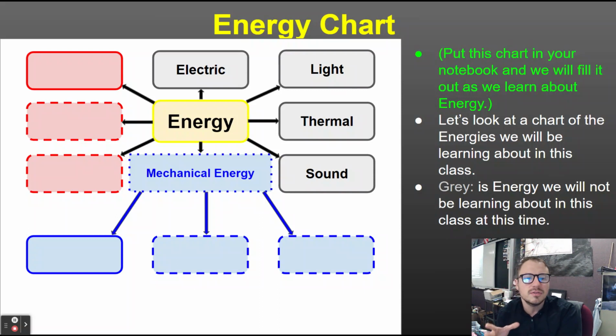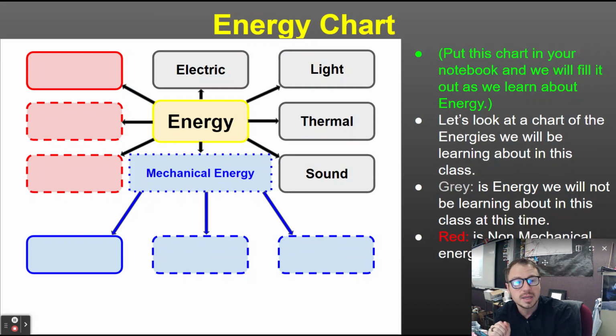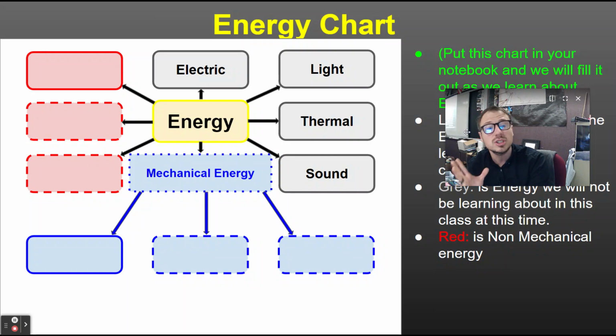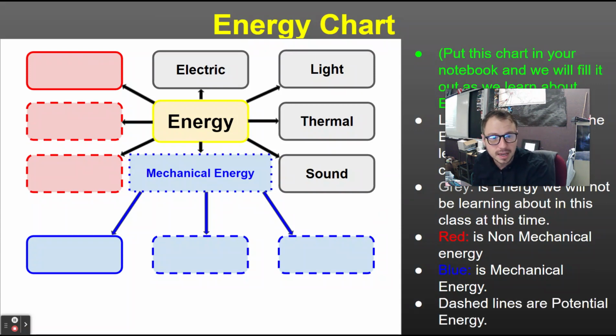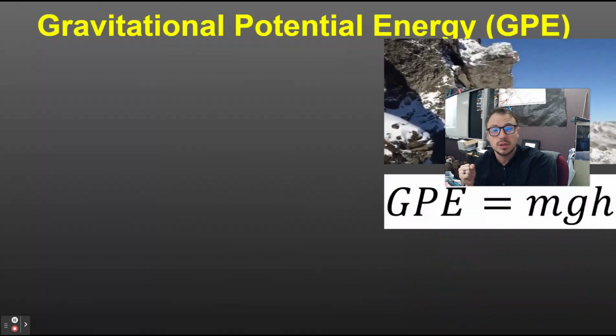The gray ones, those are different types of energy that, yes, we'll learn about, but those are like different units, right? The other ones are going to be the ones that we're going to talk about. Now, red is non-mechanical energy. So this is just what we need to be aware of. Blue is mechanical energy. This is what we really focus on when we start calculating energy. And dashed lines are forms of potential energy, right? So there's some murky areas, but this is just a way that I like to keep track of all the energies we learn about.